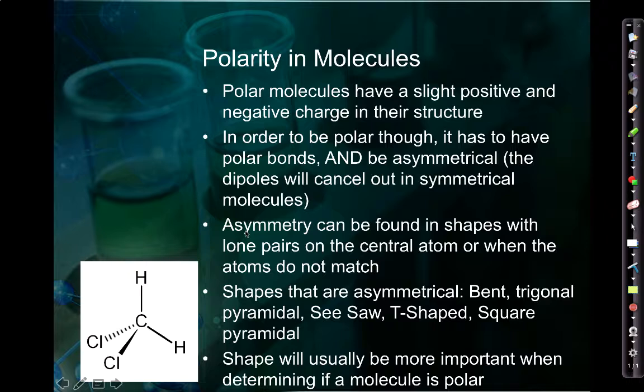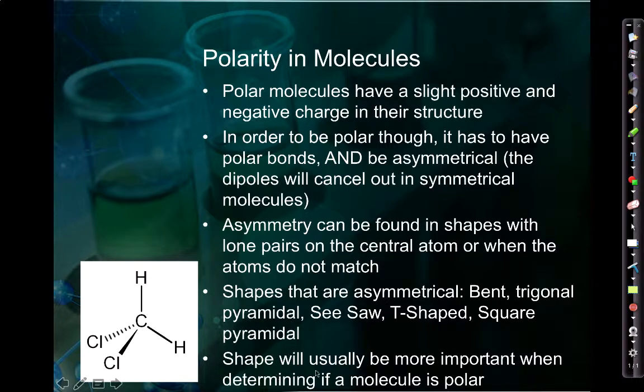Also, when we're looking at the shapes, a lot of the shapes with lone pairs on the central atom create asymmetry because remember, those lone pairs repel strongly, so they push the atoms closer together than they normally would be. So typically the shapes that have lone pairs on the central atom are going to be considered polar or asymmetrical. So those shapes, either of the bents, trigonal pyramidal, seesaw, T-shaped, square pyramidal, are going to be considered polar or asymmetrical shapes.